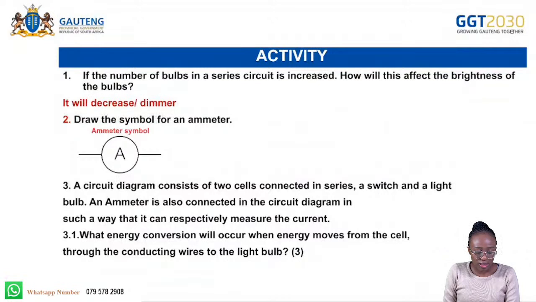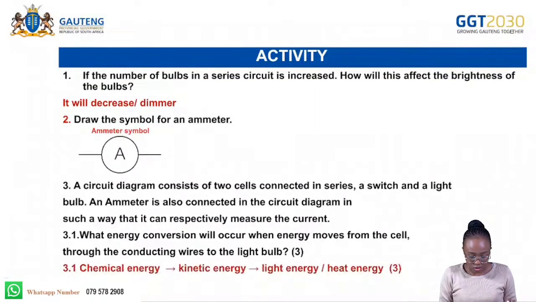Number 3: a circuit diagram consists of two cells connected in series, a switch, and a light bulb. An ammeter is also connected in the circuit diagram in such a way that it can measure the current. What energy conversion is going to occur when energy moves from the cell through the conducting wires to the light bulb? It is chemical energy to kinetic energy to light or heat energy.